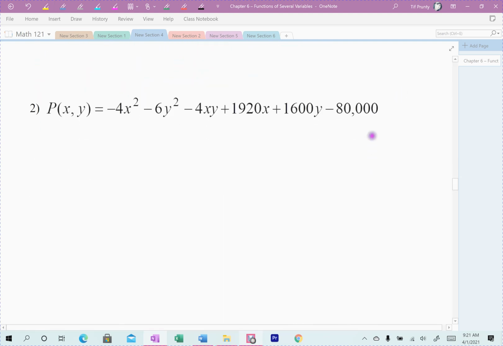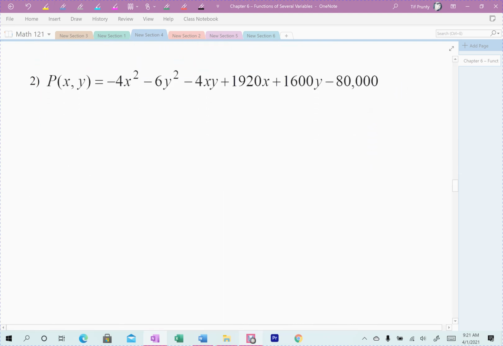All right, let's do the second example. Again, this is another polynomial type function. So I need the derivative of p with respect to x and the derivative of p with respect to y. When I'm looking at the x, I only look at the terms with x parts. Those three values have x parts. Everything else has no x, so there's no change. So the 6y squared zeroes away, the 1600y zeroes away, and the 80,000 zeroes away. And so I just take the derivative of those with respect to x.